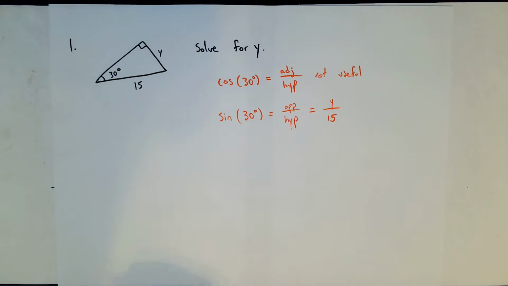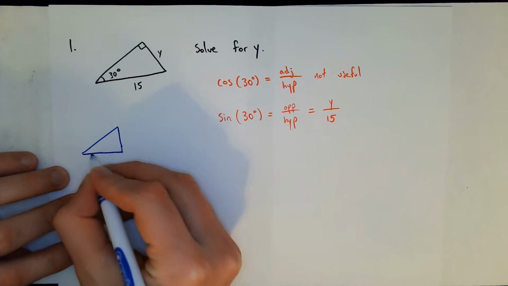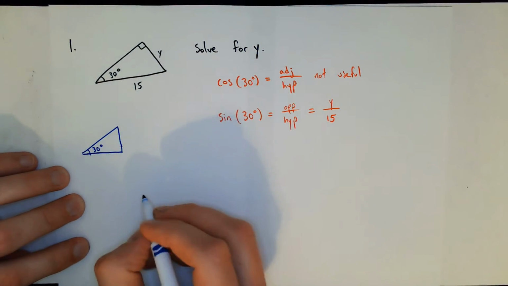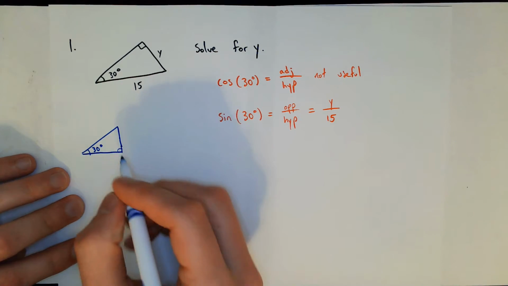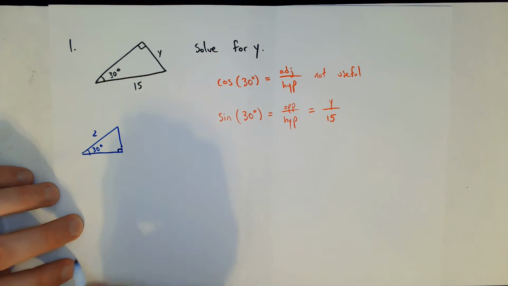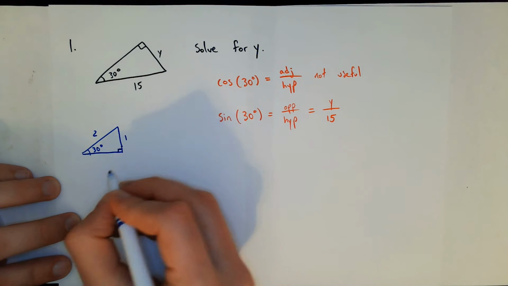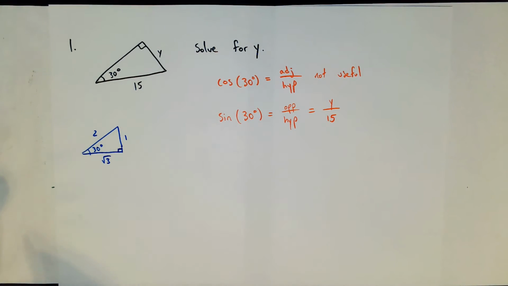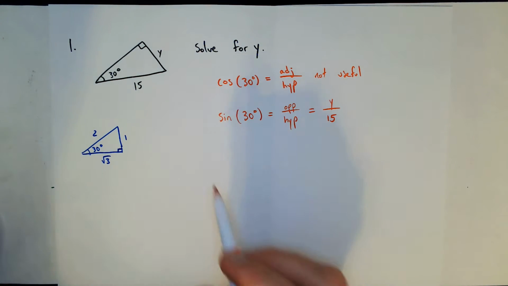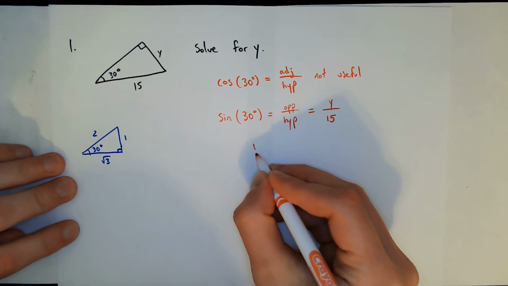So recall that in a 30, 60, 90 triangle, if this is 30 degrees here, and this is 90, and that angle up there is 60, the reference triangle has side lengths 2 for the hypotenuse, 1 for the opposite side, and square root of 3 for the adjacent side. So that means sine of 30 here is equal to 1/2.